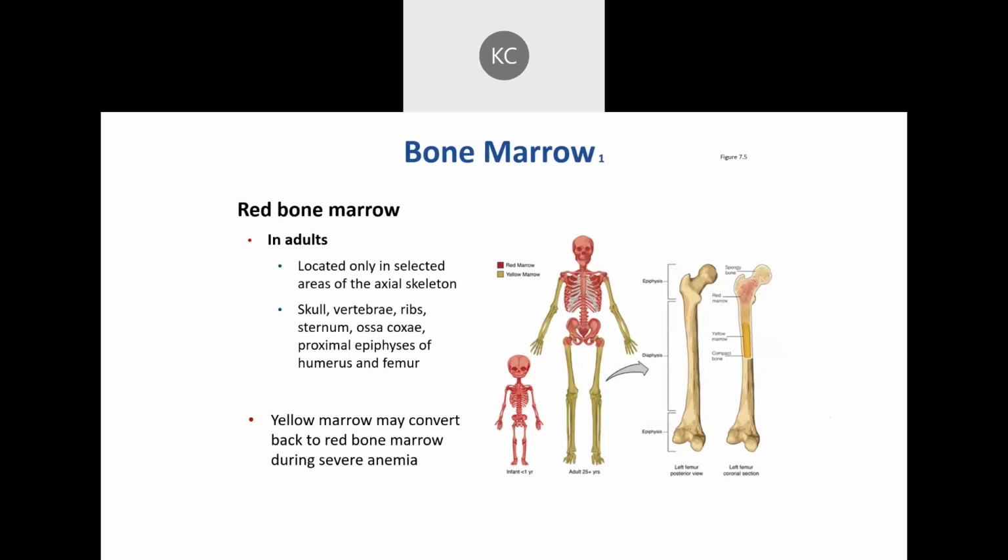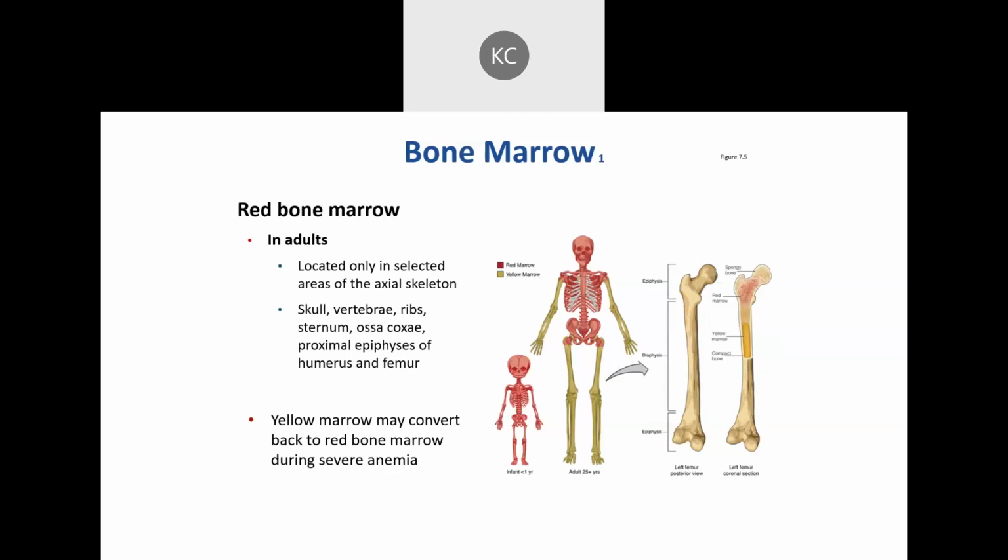And then you can see in an adult relative to a child, we largely have red marrow populating everywhere in young infants and young children, right? And then again, as we age, as we grow into later childhood, adolescence, and ultimately adulthood, we begin replacing that red marrow with yellow marrow, okay?